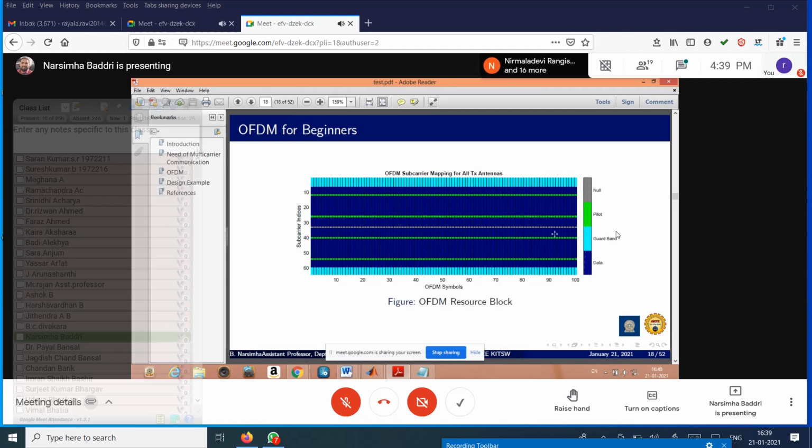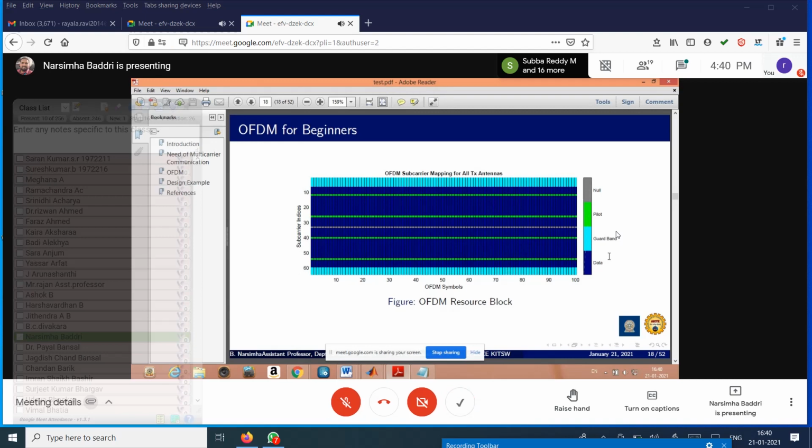So this block will give you information that there are a total of 64 subcarriers, with 100 symbols. So this OFDM frame consists of 100 symbols, and each and every symbol contains 64 carriers in it. So this is an OFDM resource block.